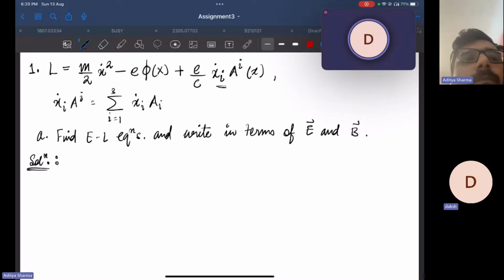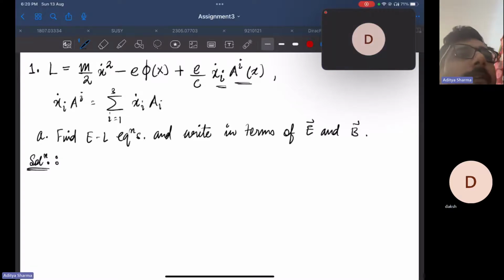In this, the partial derivative of x comes only in this phi, right? The partial derivative of x comes in both A_i and also in phi. It's there in both.